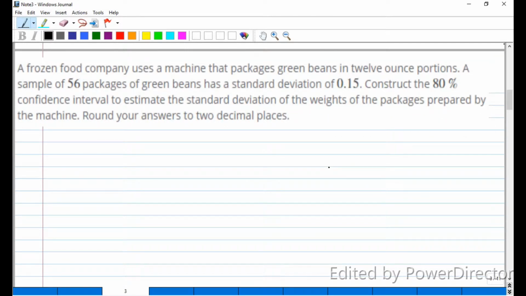So what all do we need? You can read through the problem talking about green beans. Man, I love green beans. We've got a sample of 56, a standard deviation of 0.15, and an 80% confidence interval. Okay. So write down what those are. What variables are they? What would that be in our formula?